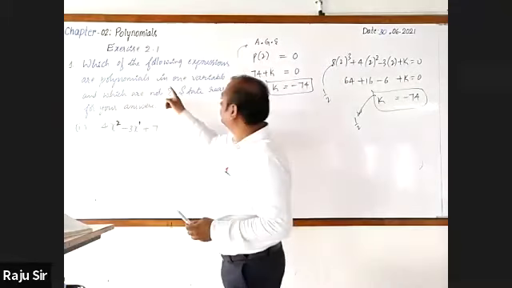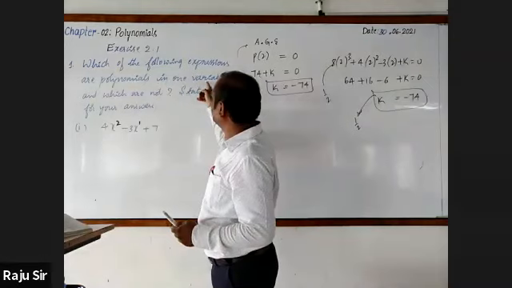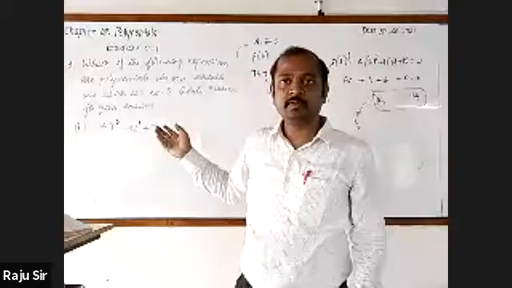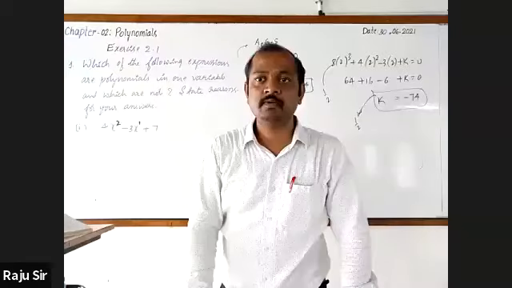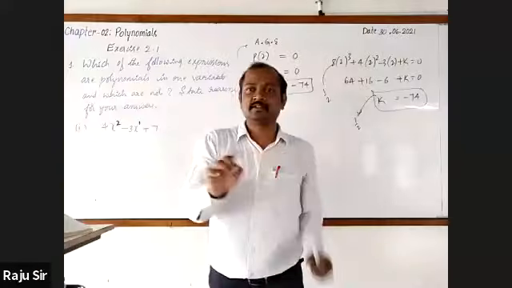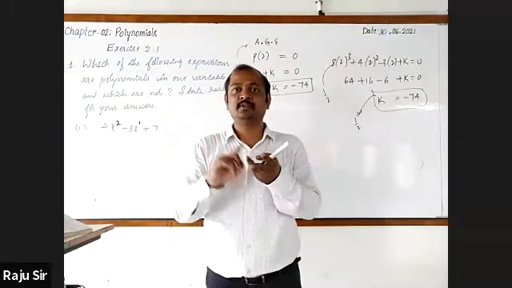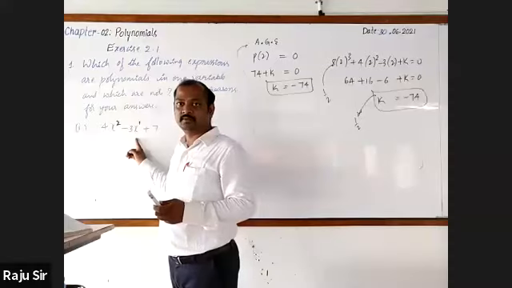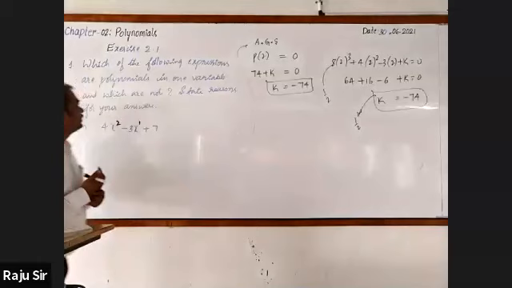Okay. Next one. Is it in one variable? That is also important. How many variables are there? One variable. Which is that variable? X. Observe. We have only x, no other letters. No y, no z, no a, no b. Only x is there. Therefore, it is one variable. Got it? Yes.